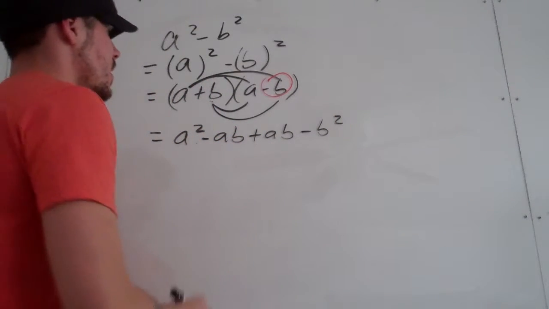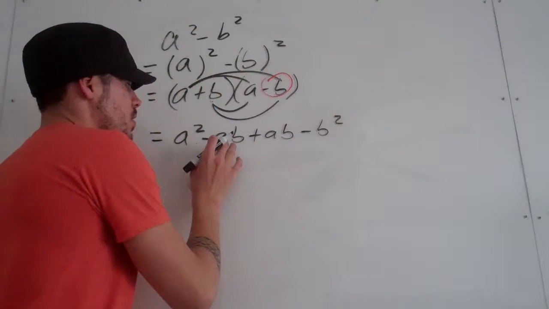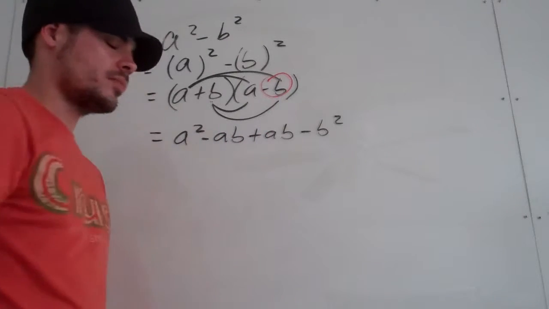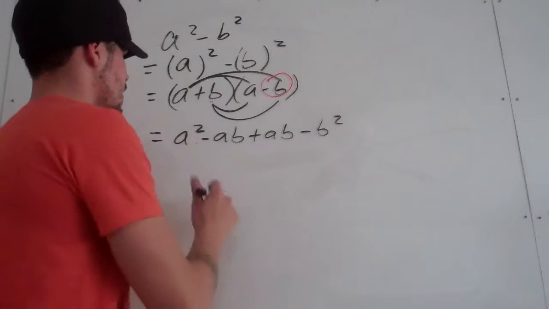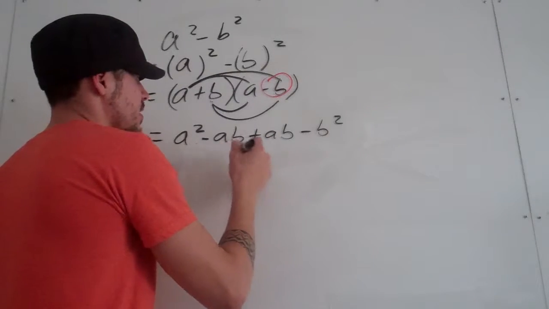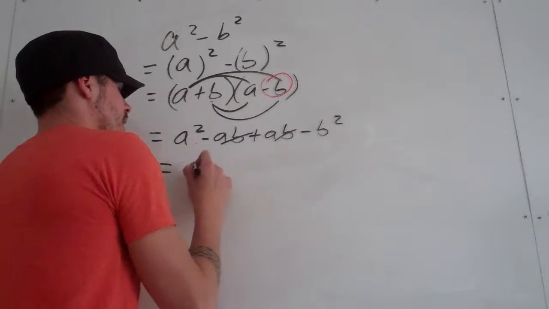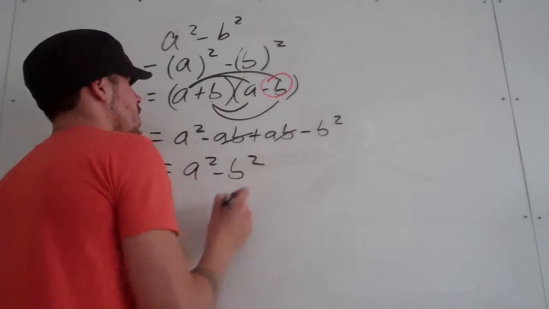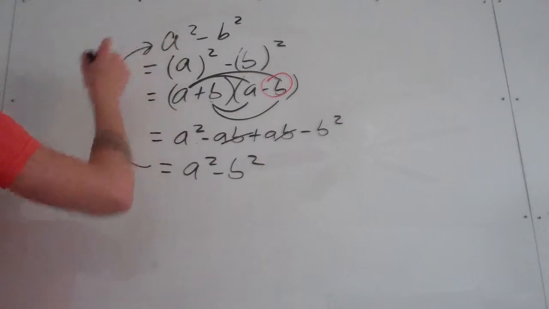And guess what? These are like values. So let's simplify, and these subtract and this equals 0, right? So this is a squared minus b squared, which is exactly what we started off with, right?